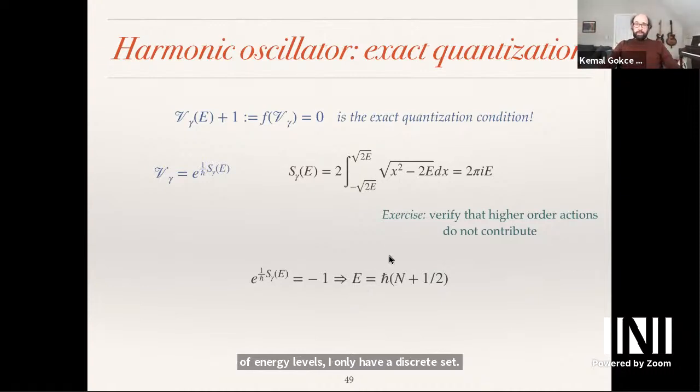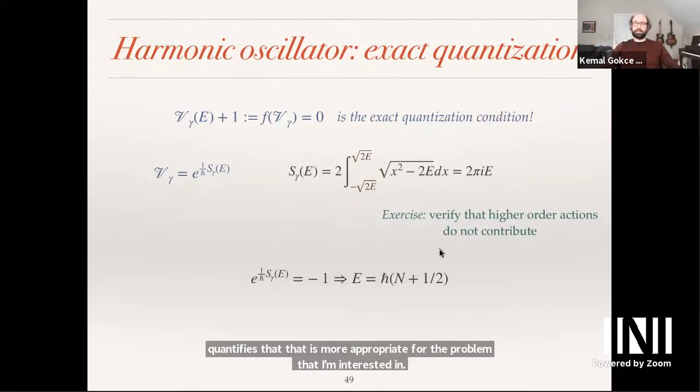Typically this is the interpretation in terms of quantum mechanics, but if you view this as a relation between E and h bar, I can also invert this relation and say I'm allowed to have any E, but my h bar is quantized, if that is more appropriate for the problem that I'm interested in. Okay, so in certain cases that's the interpretation. All right.